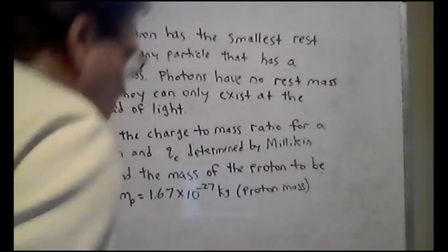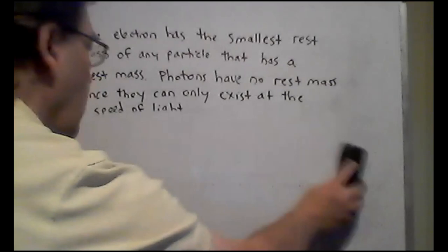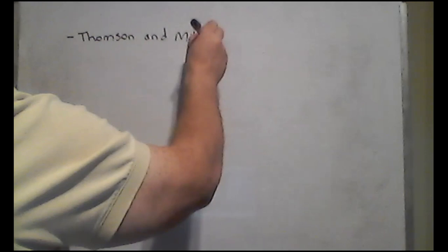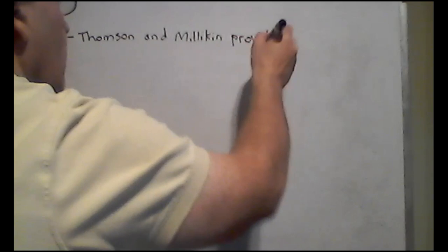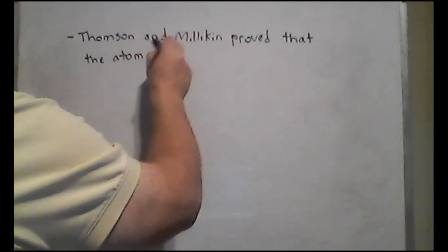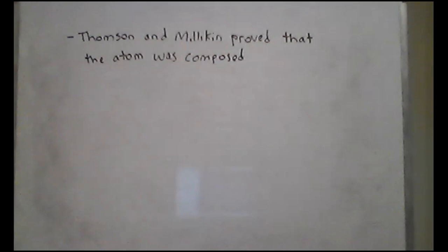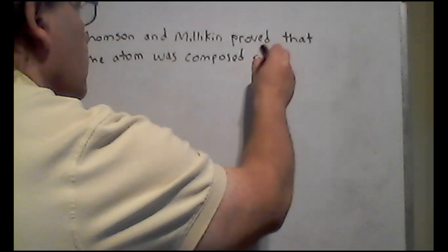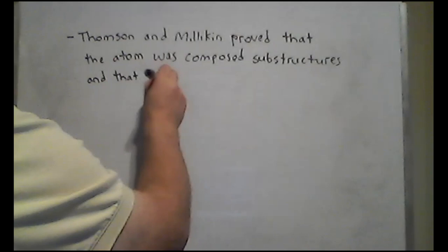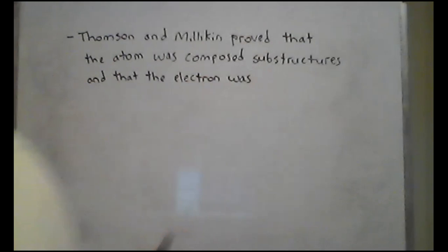So Thomson and Millikan proved that the atom was composed of substructures, and that the electron was a tiny fraction of the mass of the atom.